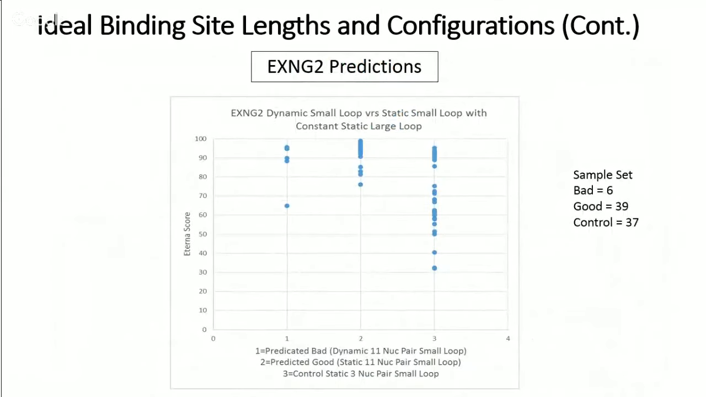And so continuing on, looking at exclusion NG2's predictions for the same thing. 1 is again predicted bad, 2 is predicted good, 3 is control. Sample set's a little bit better: 6 for bad, 39 for good, controls 37. The separation isn't very good though for the good and bad. They're both in the high scores, but I will, however, point out that the predicted good has designs much higher, close to 100. It's not the greatest, so I wouldn't really be able to make a lot of decisions from this one.